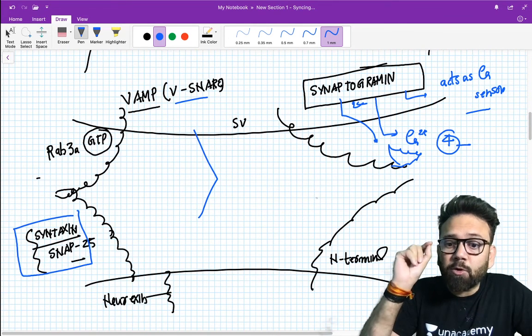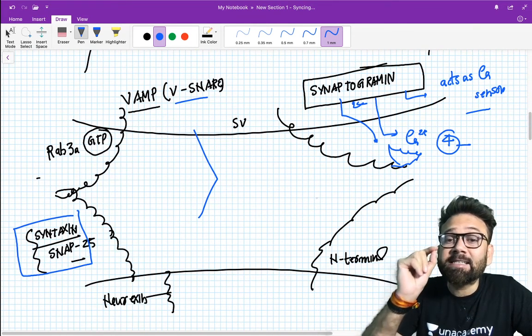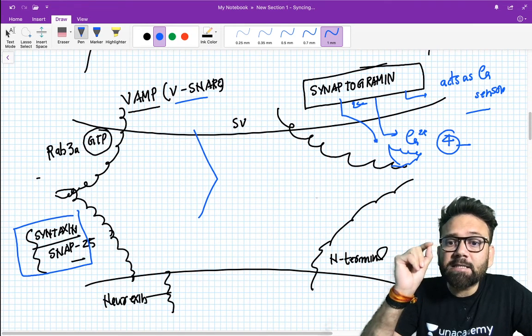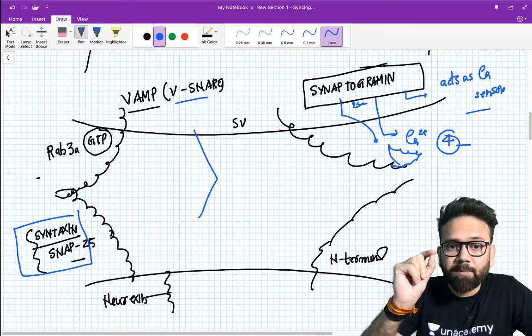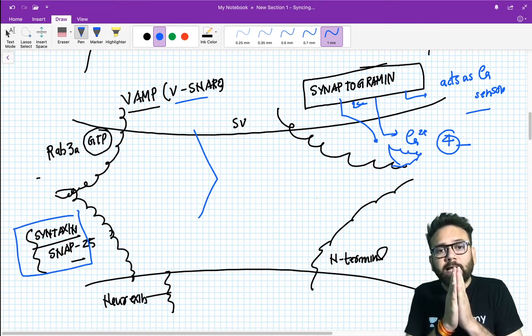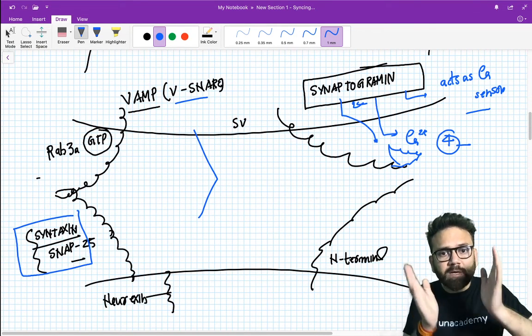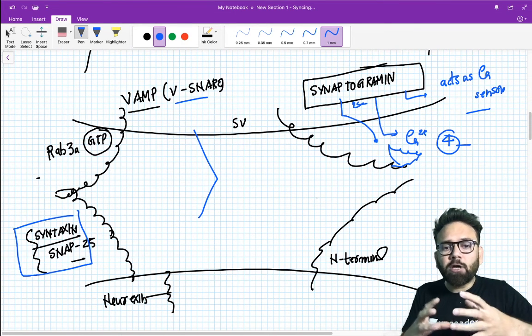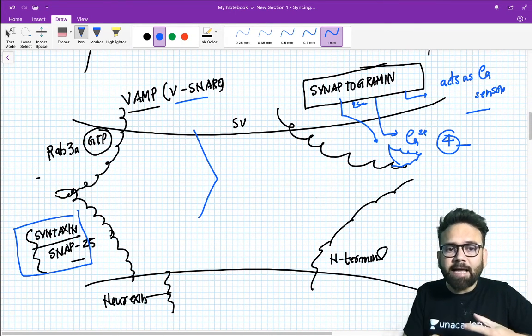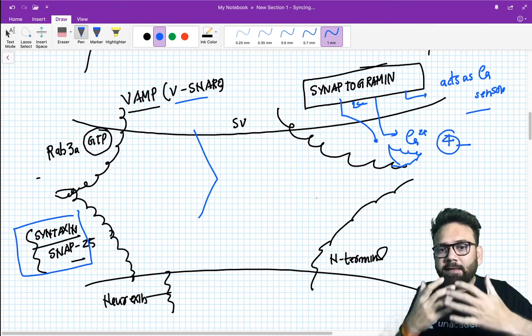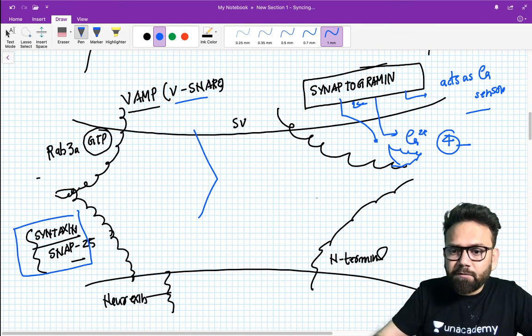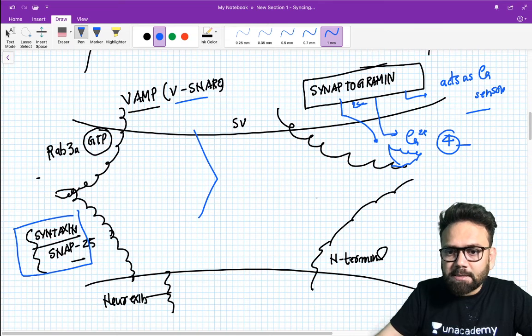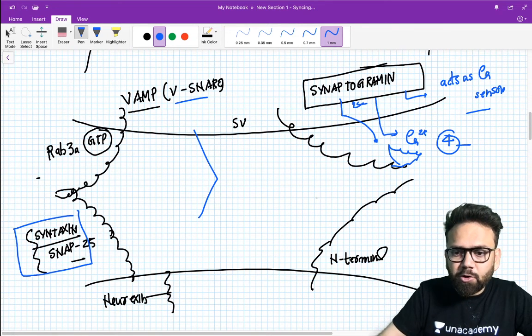But there is one more protein that senses the calcium, and that is synaptogramin. Synaptogramin senses the calcium. When voltage gated calcium channel opens, then calcium come outside. Then synaptogramin will sense the calcium and cause activation of syntaxin and VAM protein, and then it can cause release of neurotransmitter, or you can say docking phenomena occur.